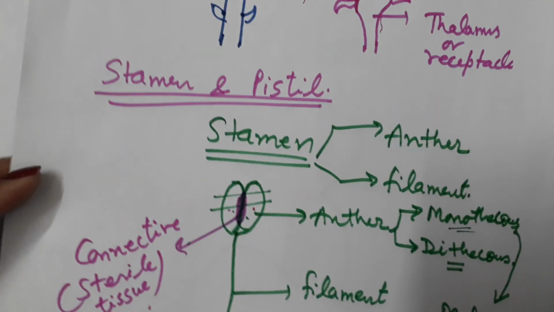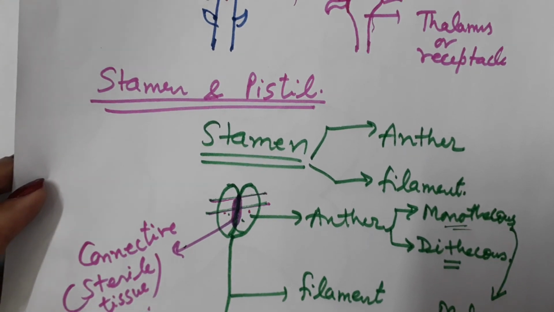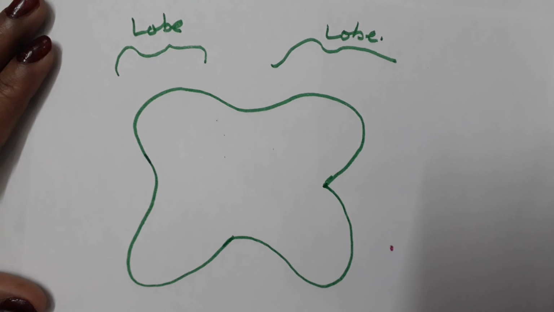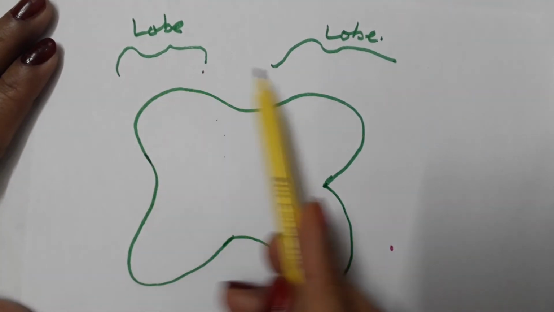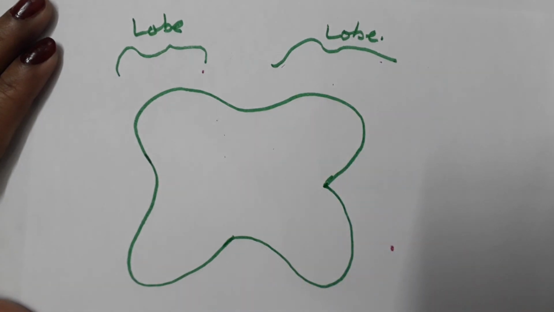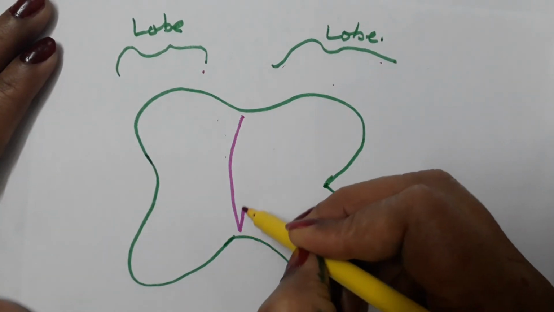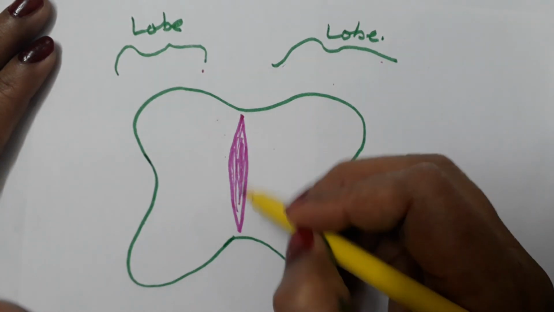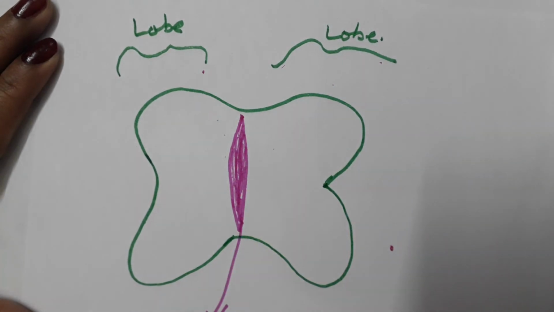Now we come to the transverse section of the anther. If we cut the transverse section of the anther, what do we observe? Such a structure we observe. This portion represents one lobe and the other portion represents the other lobe. In the center of the two lobes, what is there? That is sterile tissue, the connective, which connects the two anther lobes.